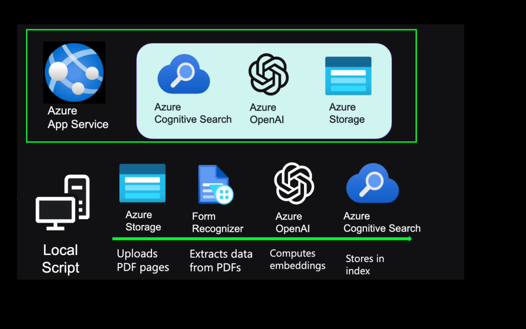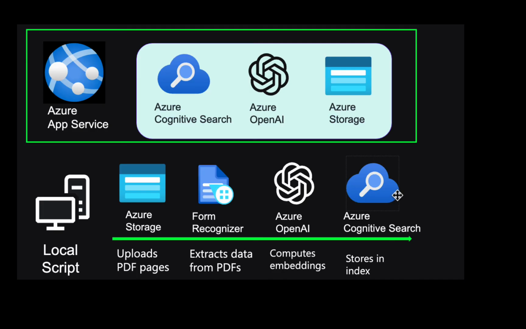In terms of how we get data into the app, we currently use a local script for doing this. You load some data into a local folder and you run the script, it will upload those documents to Blob storage. It will use Azure Document Intelligence to analyze them, use Azure OpenAI to compute embeddings, and then insert both the text and the embeddings into Cognitive Search. You can also optionally insert ACLs at this point if you're doing access control.